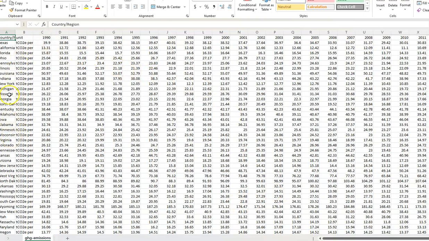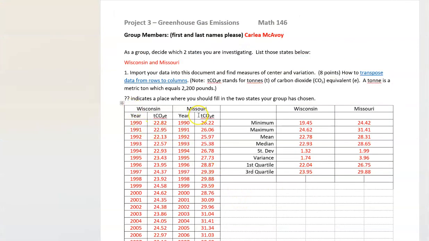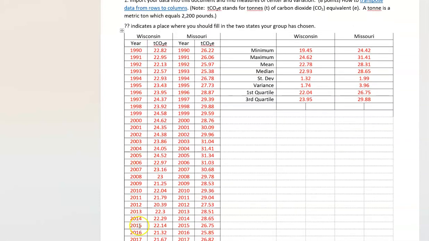So if I look at Missouri for 1990, it was 26.22. So when I look at my answer sheet for Missouri for 1990, I have 26.22. So the data is there. You don't have to go out and find it. And I have a video right here on how to transpose data from rows to columns, and then you can copy them, paste them in. All of the states are going to have data from 1990 to 2020.